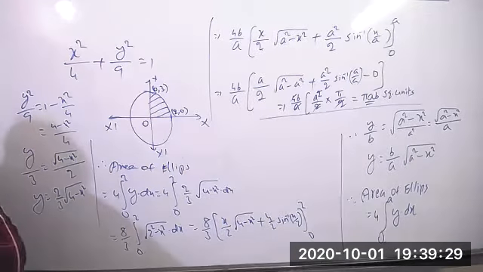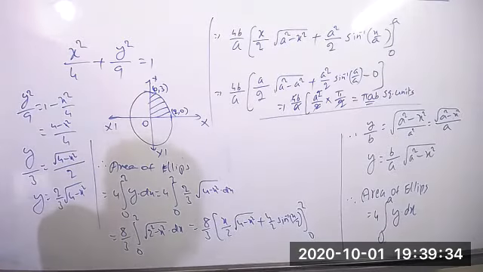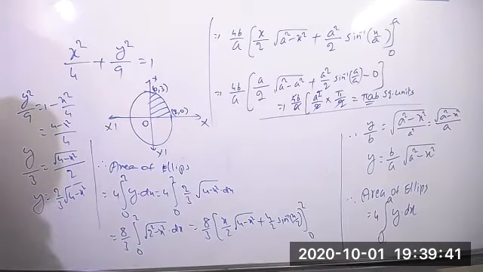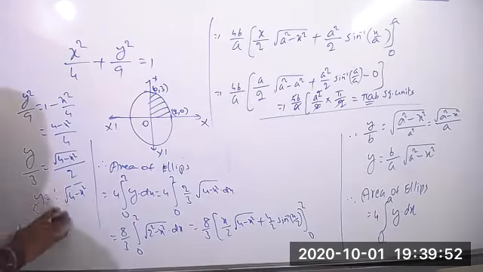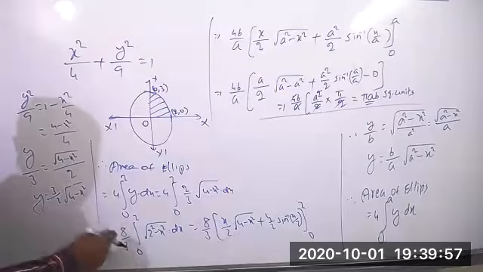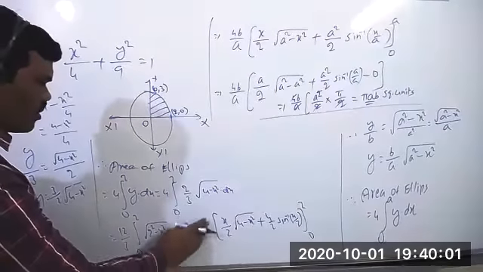Sir, it should be y equals 3 by 2 root of 4 minus x square, no sir? How do we get 3 by 2 here? This 3 we are writing on this side only, no? Yes sir, 3 by 2 you will get. Then what value will we get? 12 by 3 means you can write 4, correct?